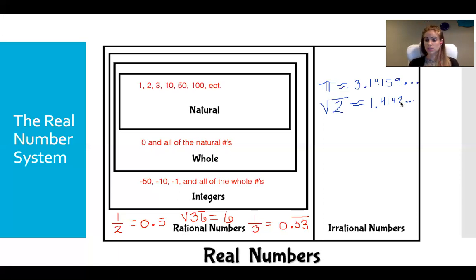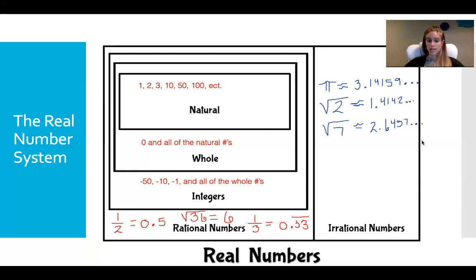So irrational numbers are your non-perfect squares, and the reason is that if you take a non-perfect square and convert it to a decimal, it never terminates and never repeats. One other example would be the square root of 7. 7 is a prime number. It's not a perfect square. I can't simplify it. So when I convert that to a decimal, I have 2.6457, and it does not repeat, but it continues forever.